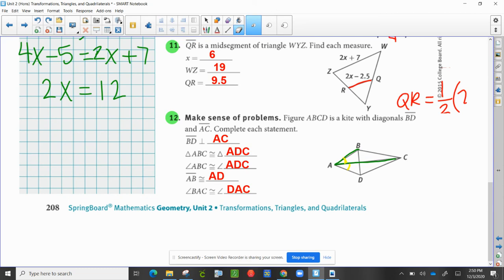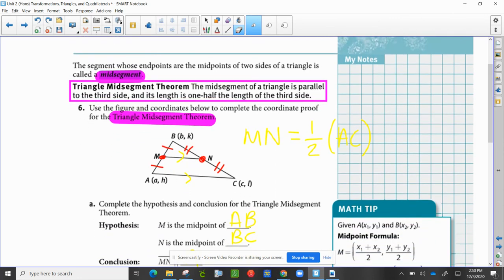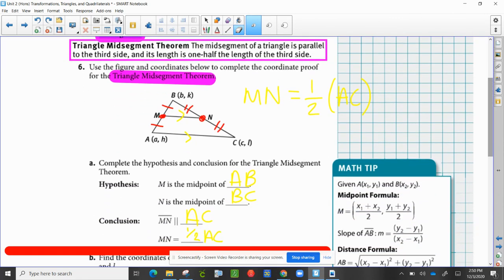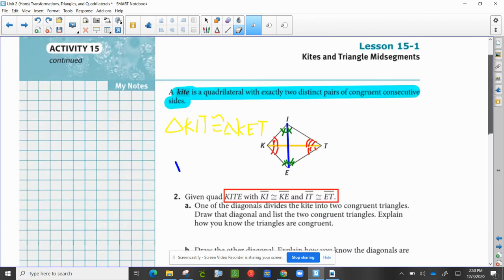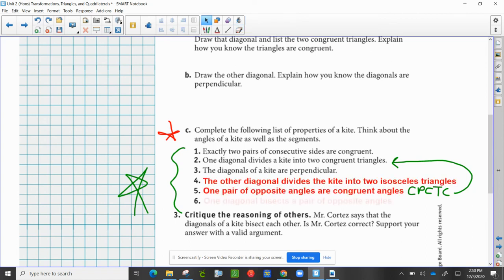Okay, so the two main takeaways today are the mid-segment theorem of a triangle. So knowing that those cross at midpoints of each segment, and the mid-segment is half of the third side of the triangle. The other big part of today's lesson is those 6 properties of the kites that you want to make sure you know. So there they are. All right, so we'll go over some more problems together in class, but that is our first section of the quadrilaterals unit.